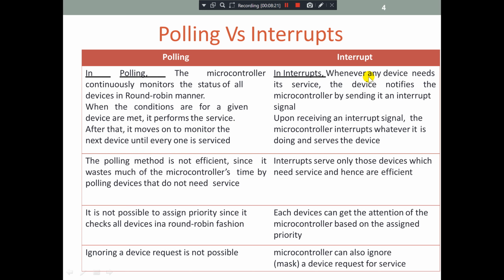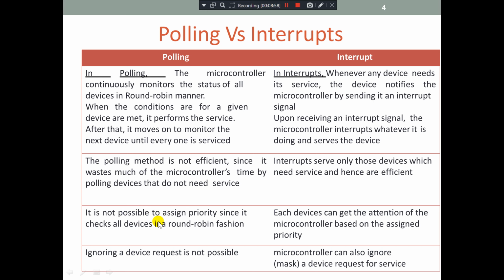But an interrupt occurs whenever any device needs its service. The device notifies the microcontroller by sending an interrupt signal. Upon receiving an interrupt signal, the microcontroller interrupts whatever it is doing and serves the device. This is the main difference between polling and interrupt. Polling is not efficient since it wastes much of the microcontroller's time by polling a device that does not need the service. But in interrupt, only those devices which need the service are served, and hence it is efficient. That means interrupt is more efficient than polling.